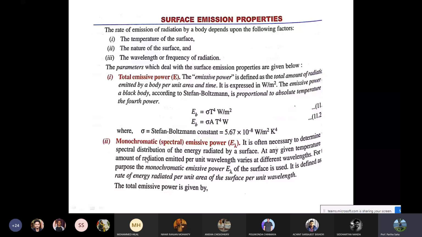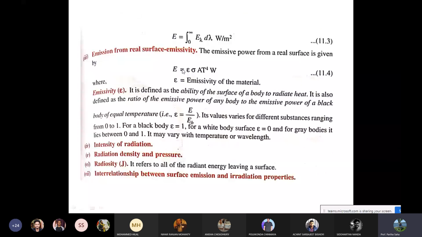The amount of radiation emitted per unit wavelength varies at different wavelengths. If you have a monochromatic source, monochromatic light, you calculate for a particular wavelength, and it is given by the monochromatic emissive power E lambda, where lambda is the wavelength of that light. It is also defined as the rate of energy radiated per unit area of the surface per unit wavelength. It is expressed as the integration from 0 to infinity of E lambda d lambda, watt per meter squared, because you are calculating for a particular wavelength.